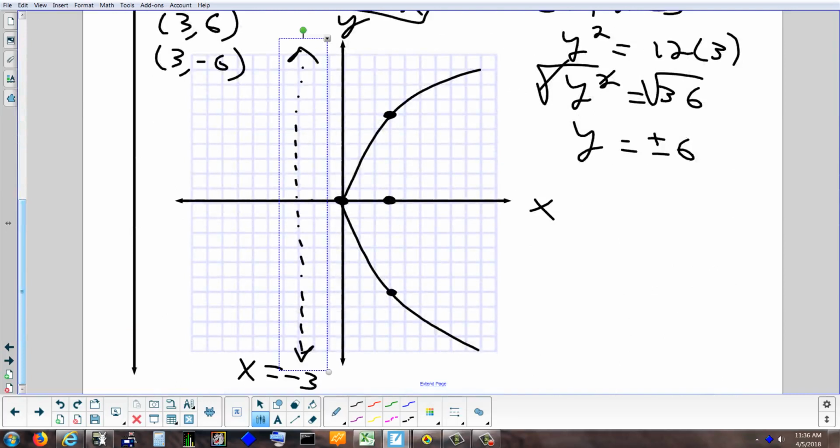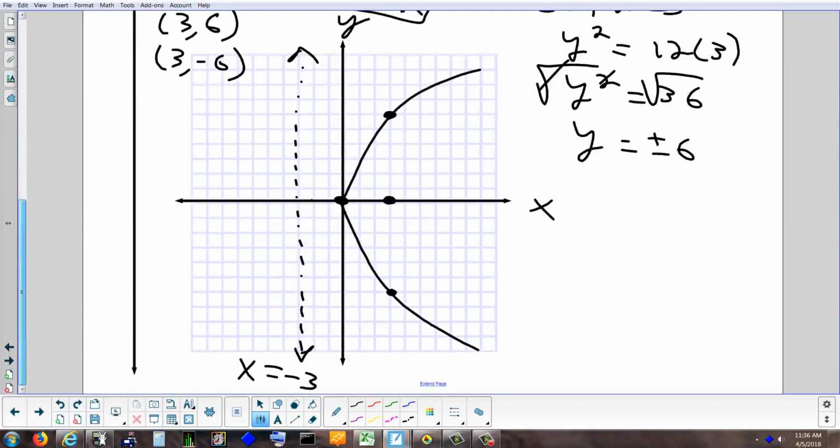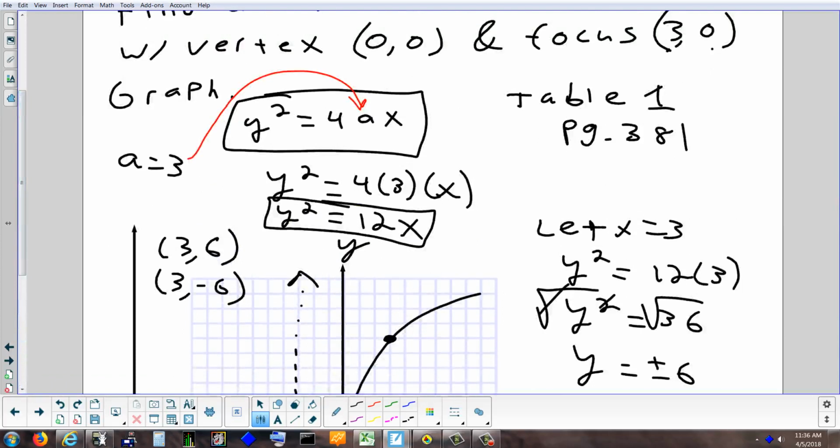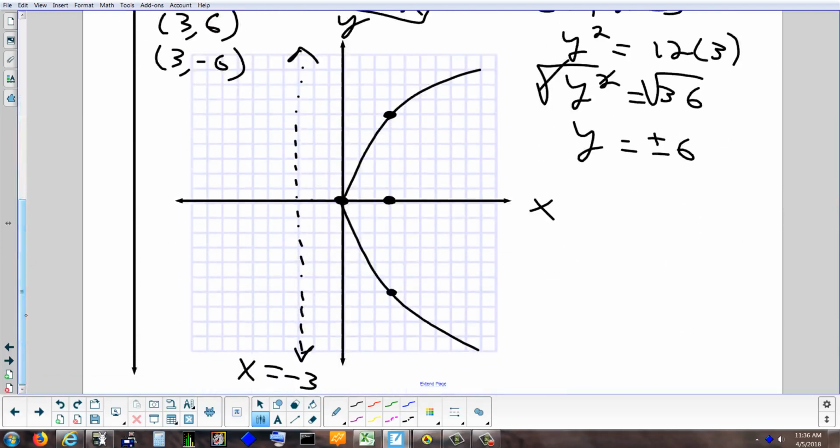Okay. And the chart tells you that. If you look at the table, it says the equation for the directrix is x equals negative a. Well, I have x equals negative a. So even if you couldn't get it from the picture, the chart explains how to get it. Any questions on that one?